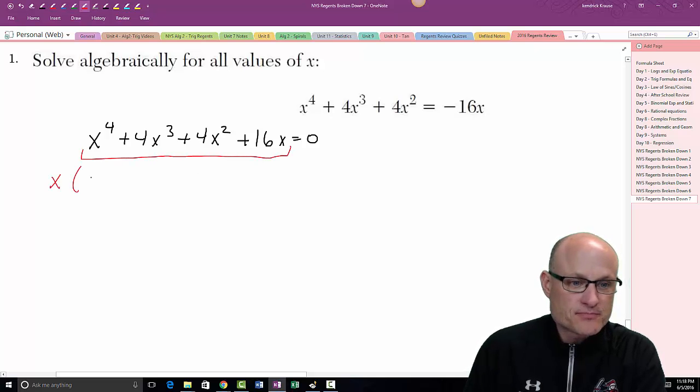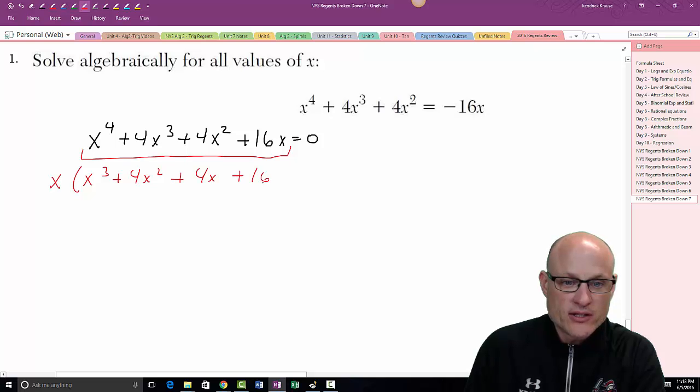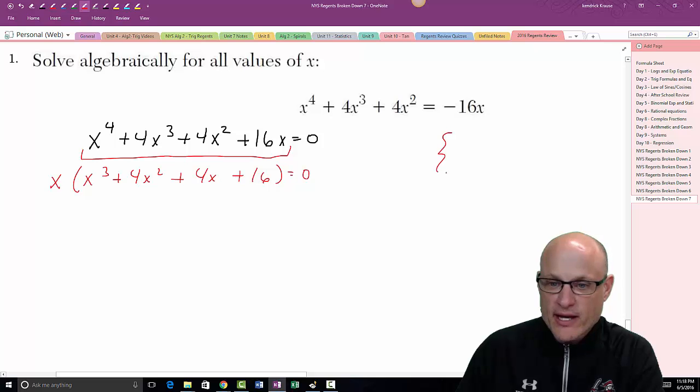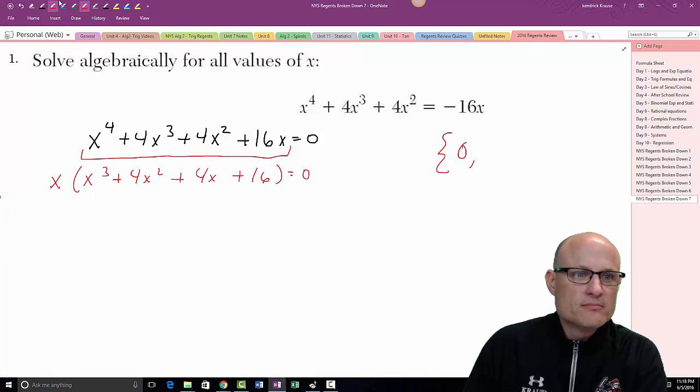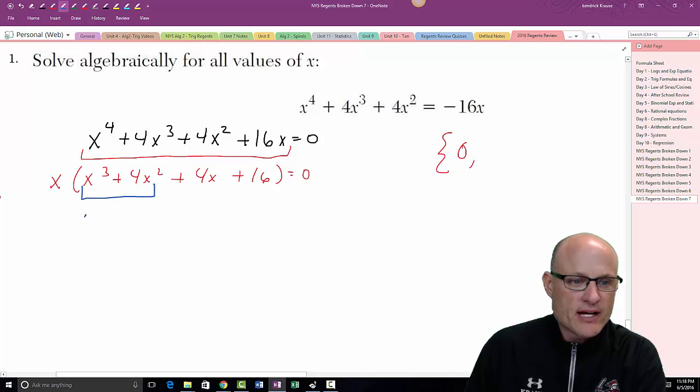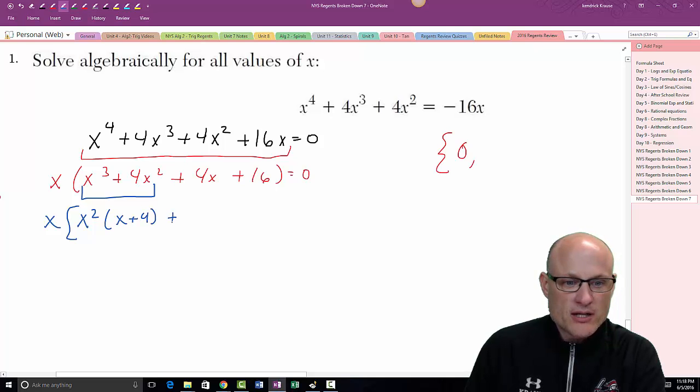So we've got x cubed plus 4x squared plus 4x plus 16 equals 0. Now this answer right here, I already know one of my answers is going to be 0, and I knew that from that little work I just did. But now we're going to group. We're going to group these 2 together and take out an x squared. X plus 4. Plus, out of these 2, I can take out a 4.